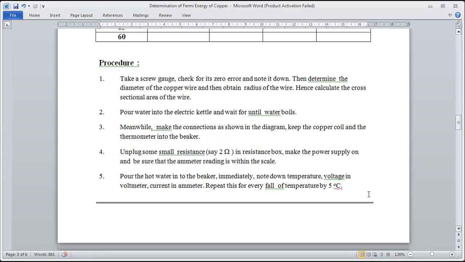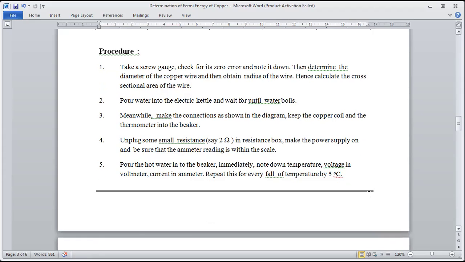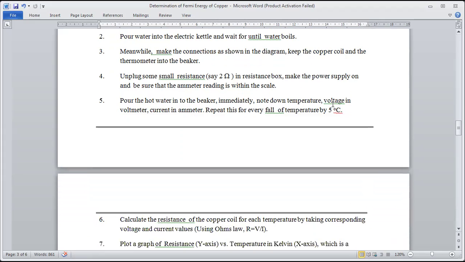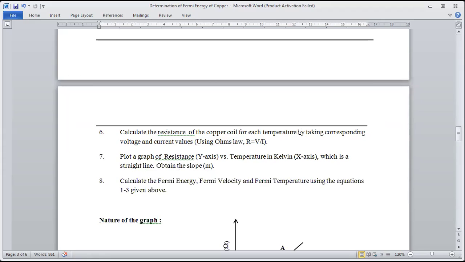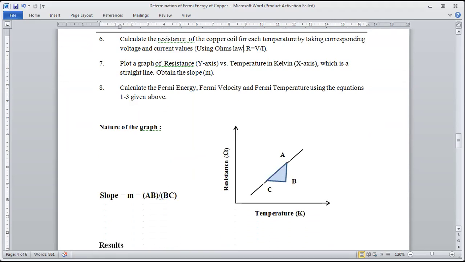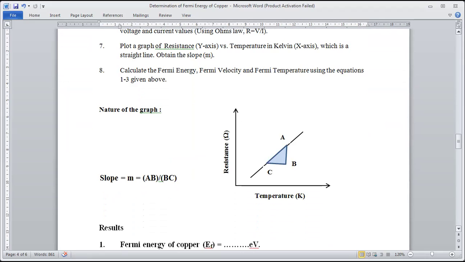So the temperature starts falling, and for every fall of 5 degrees centigrade, we have to note down the current and voltage in the ammeter and voltmeter. Then in the last column, calculate the resistance using Ohm's law, R equals V by I, taking the corresponding voltage and current values. Then plot a graph of resistance versus temperature in Kelvin, which is a straight line, and obtain the slope. Then calculate the Fermi energy, Fermi velocity, and Fermi temperature using the equations given above.